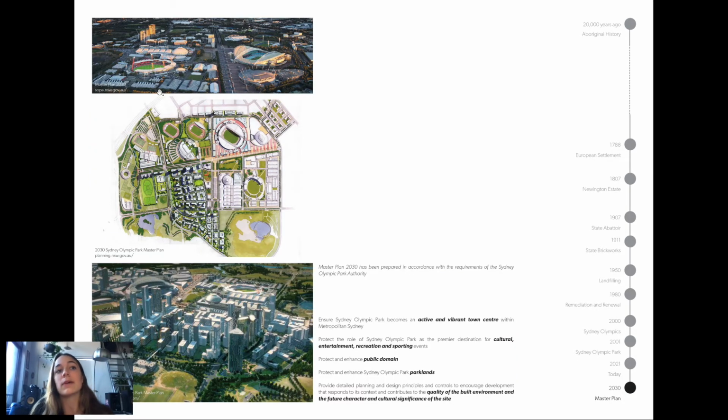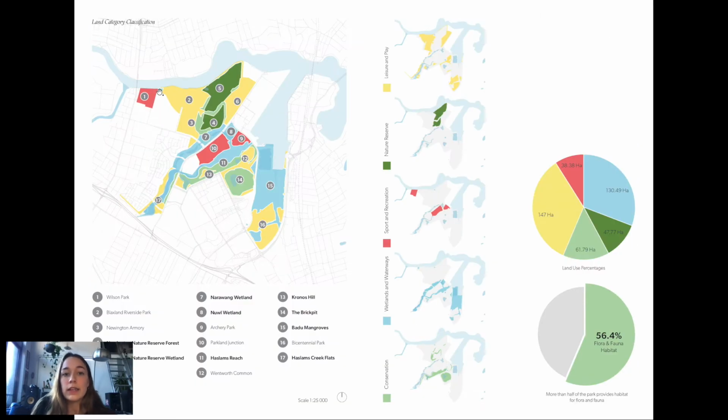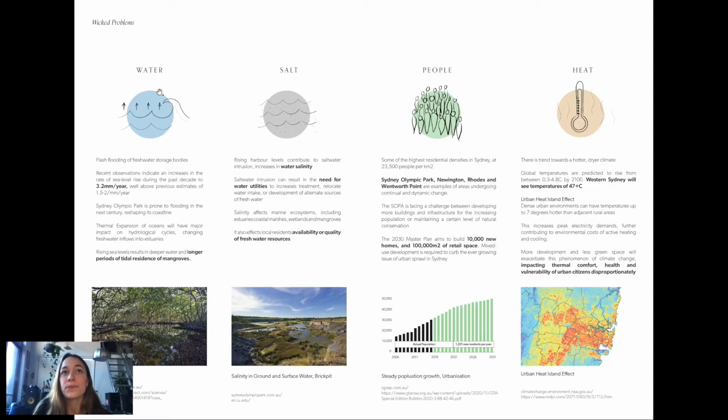There's a 2030 master plan that has been prepared, which ensures that Sydney Olympic Park will become an active and vibrant town centre whilst protecting and enhancing its public domain and parklands. More than half of the land provides habitat for native flora and fauna. This includes coastal salt marshes, mangrove forests, wetlands, reserve forests, and a discontinued brick pit turned into a frog conservation area. There are four main wicked problems that the site is currently facing: more water, more salt, more people, and more heat. But these four problems provide unique opportunities to design resilient and regenerative architecture that adapts.